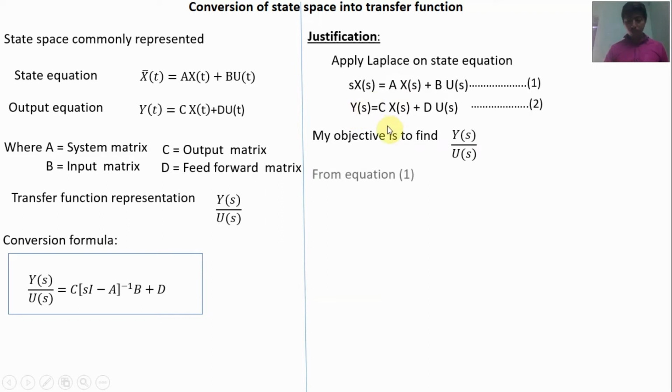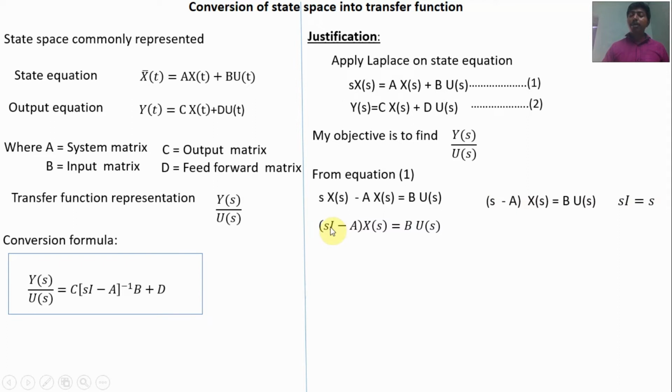So from equation 1, take A into X of s to the left side, you will get s into X of s minus A into X of s is equal to B into U of s. Take X of s outside, so sI minus A into X of s is equal to B into U of s. Here s is a single value, but A is a matrix. So we have to make the single value a matrix, s into the identity matrix. The determinant of the identity matrix is 1. So sI is equal to s. So replace s with sI.